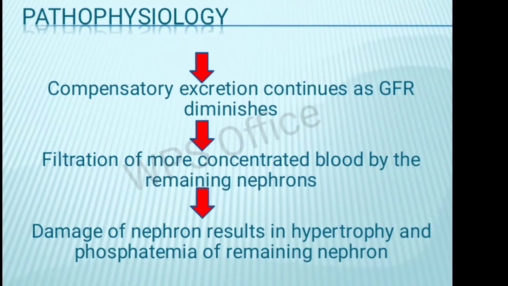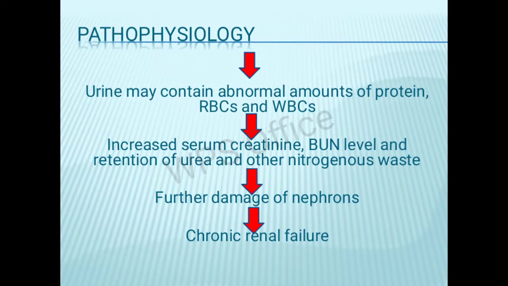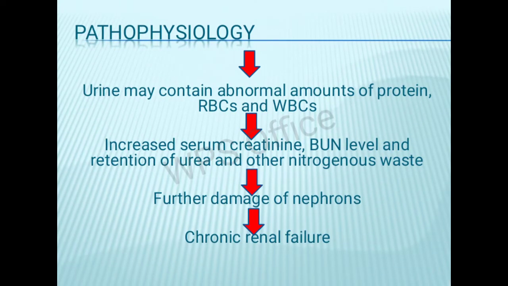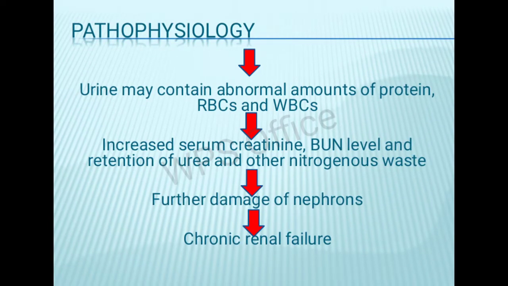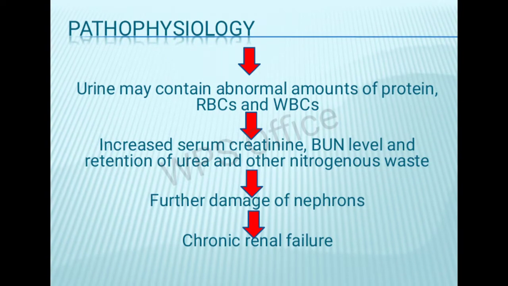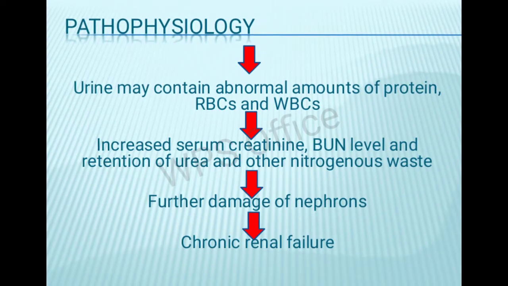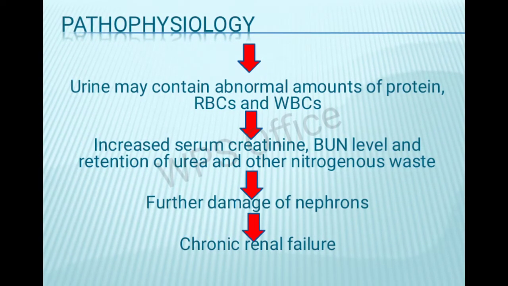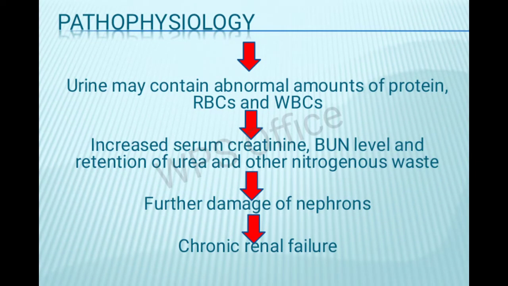So in short, what will happen? There will be abnormal amounts of protein, RBCs, and white blood cells in the urine. Then in the blood, there will be an increased amount of creatinine, BUN, that is blood urea nitrogen, and urea and other nitrogenous waste. So the terms uremia and azotemia, which I've already told you in the definition, will be there. These are the main features. Then lastly, the nephron will be damaged, up to 80 to 90% of the nephron, and then it will finally develop into chronic renal failure.